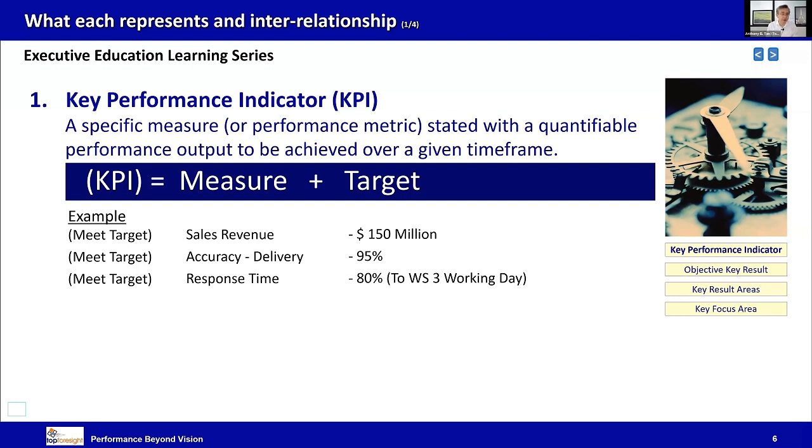Accuracy of delivery means 95%. Response time means, in this case, I want to achieve 80% to the work standard of 3 working days. That means I want to measure how many of the responses, WS stands for work standard, that I can respond within 3 working days. So if 10 people call me, and I want to know, when I respond to them, how many of these responses are done within the 3 working days. Whether I do it within half an hour, 1 day, 2 days, it is still called done within 3 working days. So that is basically what you understand by KPI.